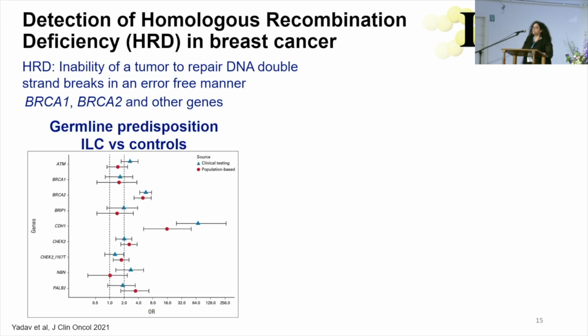Although HRD has usually been associated with other histologies such as ductal carcinomas and metaplastic carcinomas, there is evidence that a subset of lobular carcinomas also have HRD. And indeed, germline BRCA2 alterations have been associated with lobular carcinoma.